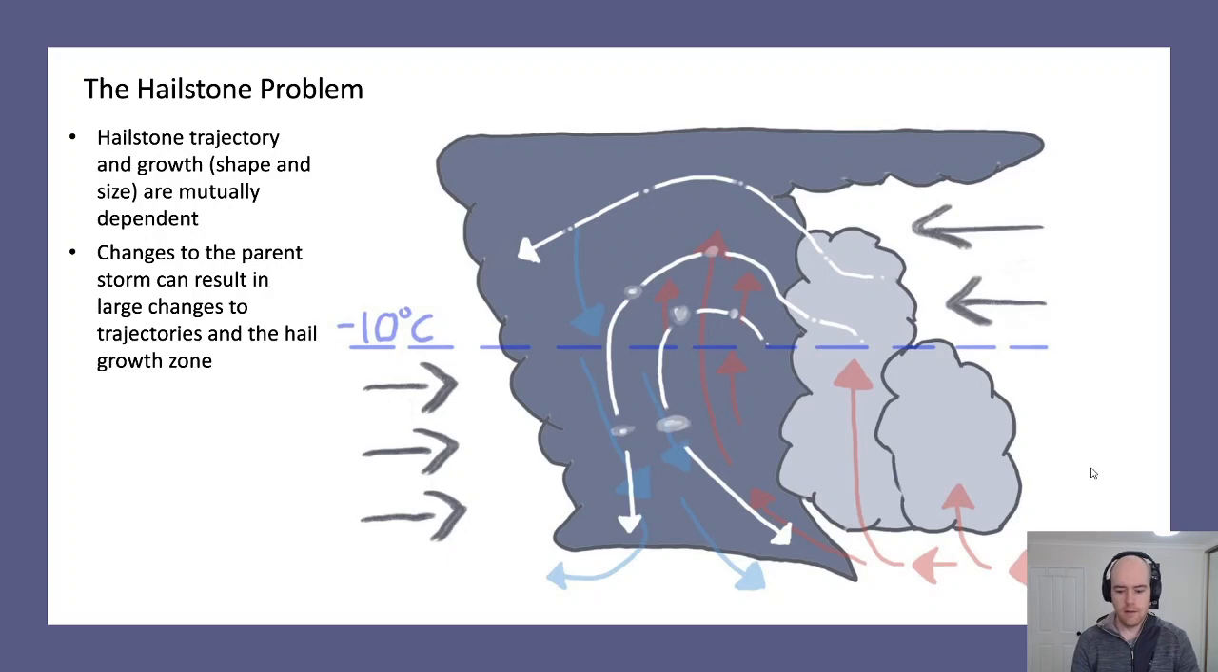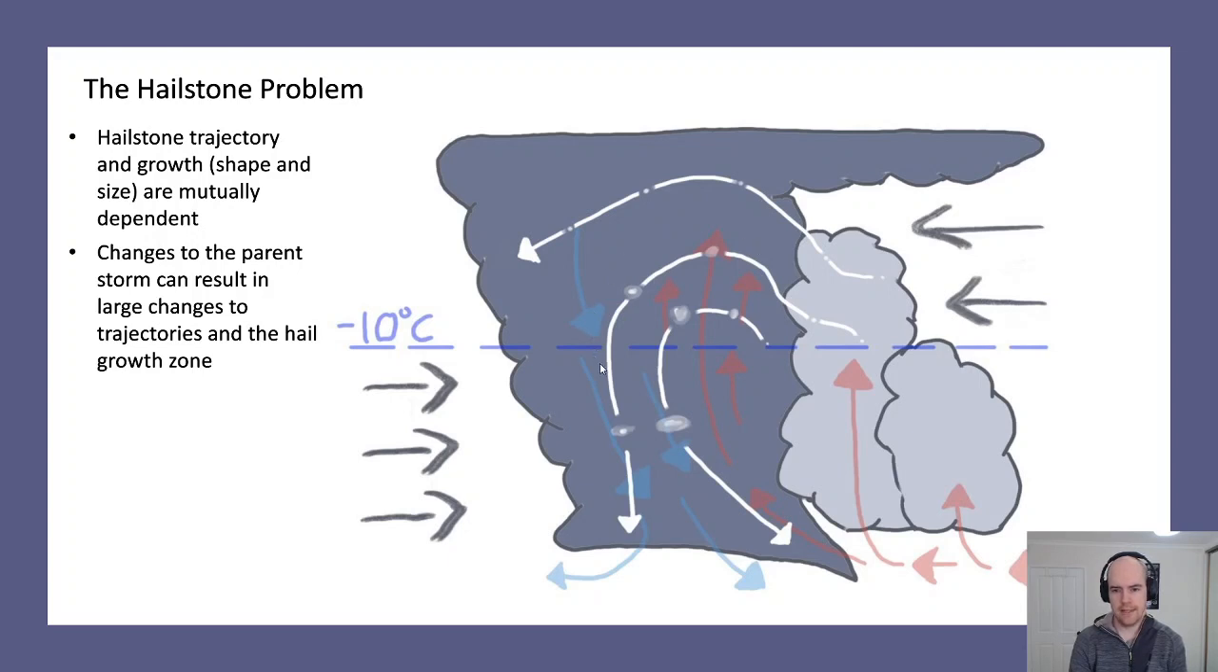To kick things off, I'm going to talk about what I call the hailstone problem. We know that hailstone trajectories and growth are mutually dependent on each other, which makes it quite a complex problem. For those who aren't familiar with these concepts, I have a diagram on the right showing an idealized convective storm with the feeder clouds, updrafts shown by red arrows and downdrafts by blue arrows. We have our hailstone embryos being ejected from the feeder cloud across the updraft region well above the freezing level, which is our hail growth region.